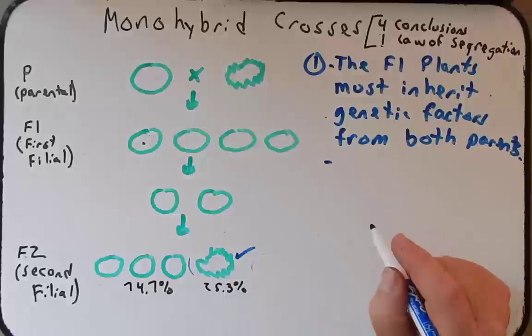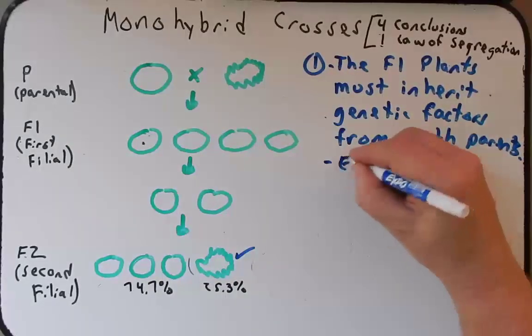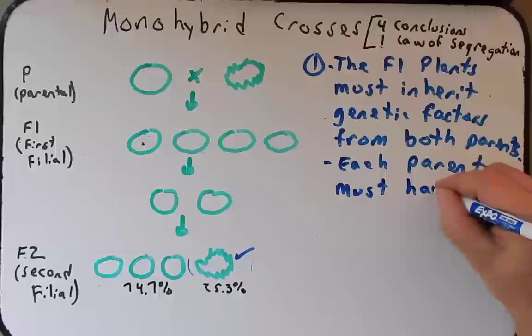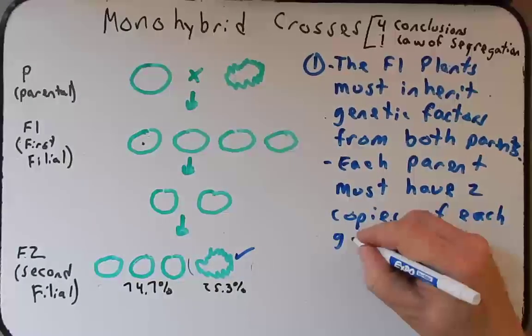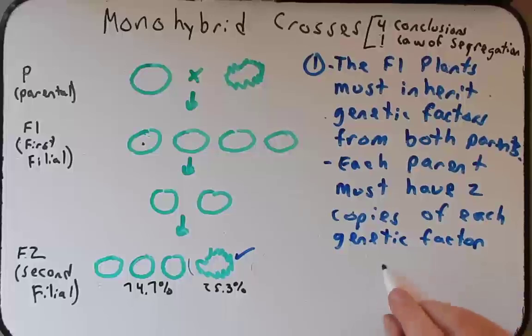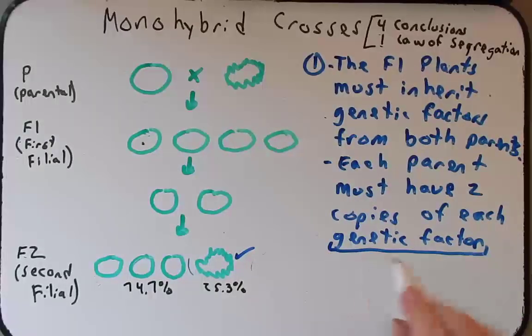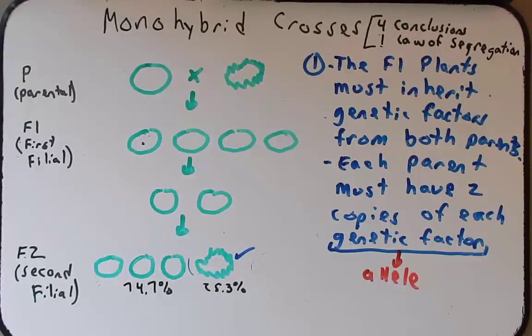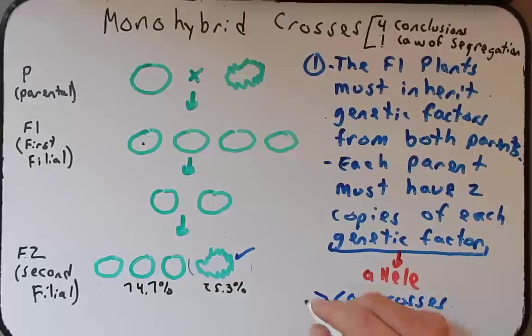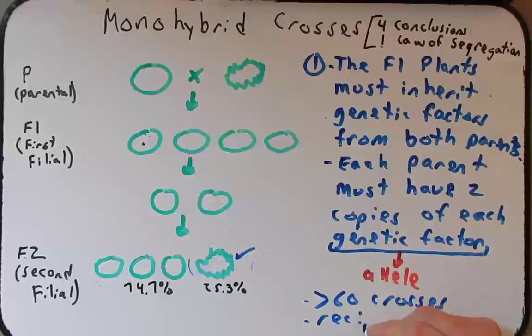With this conclusion, he also believed that each parent must have 2 copies of each genetic factor. And this is the last time I'm going to call it genetic factor, because we now know what was considered a genetic factor then is really an allele. I should also point out that he was very confident in making these claims. He did greater than 60 crosses, and he also did reciprocal crosses to see that he got the same results.